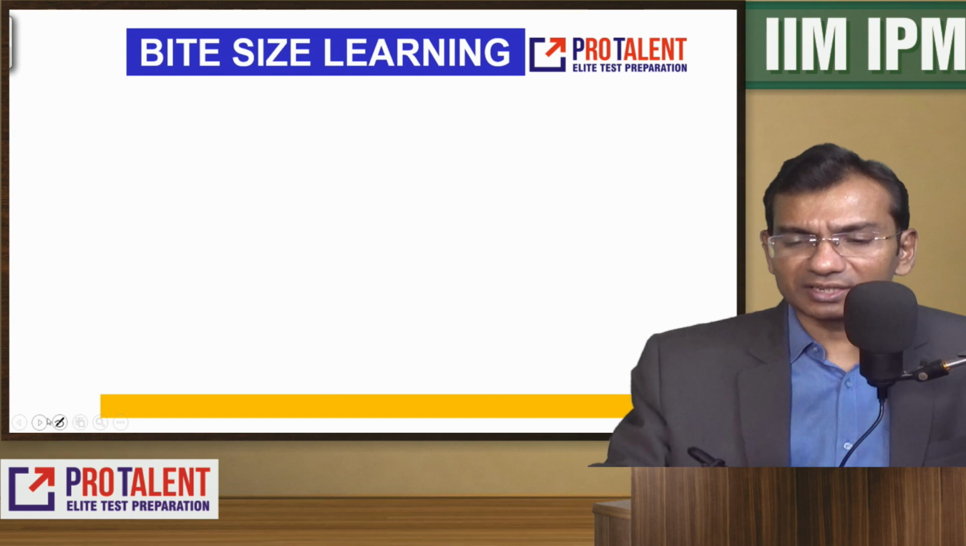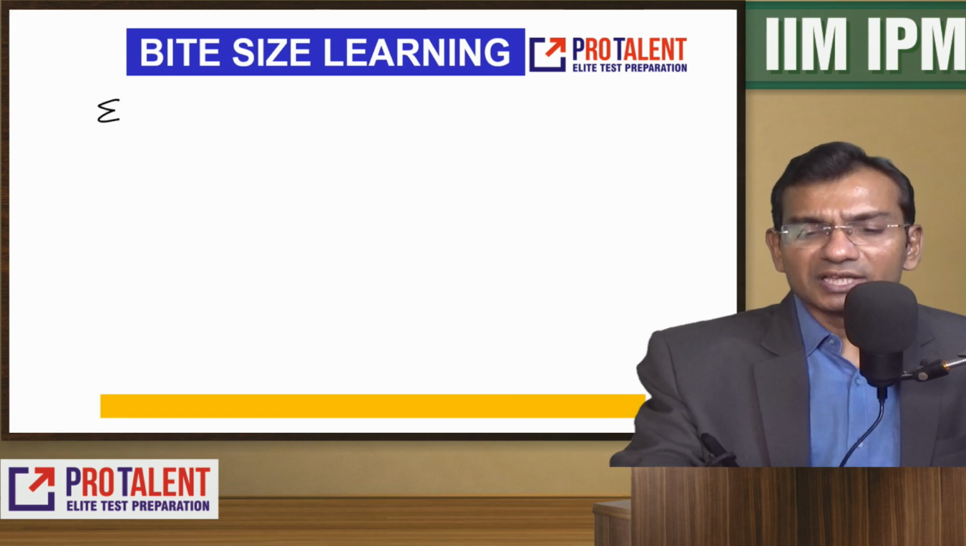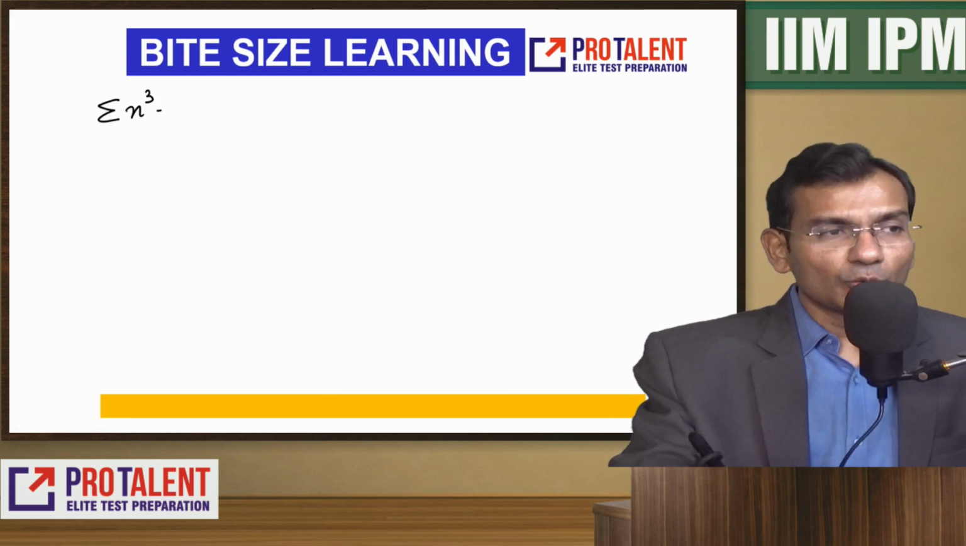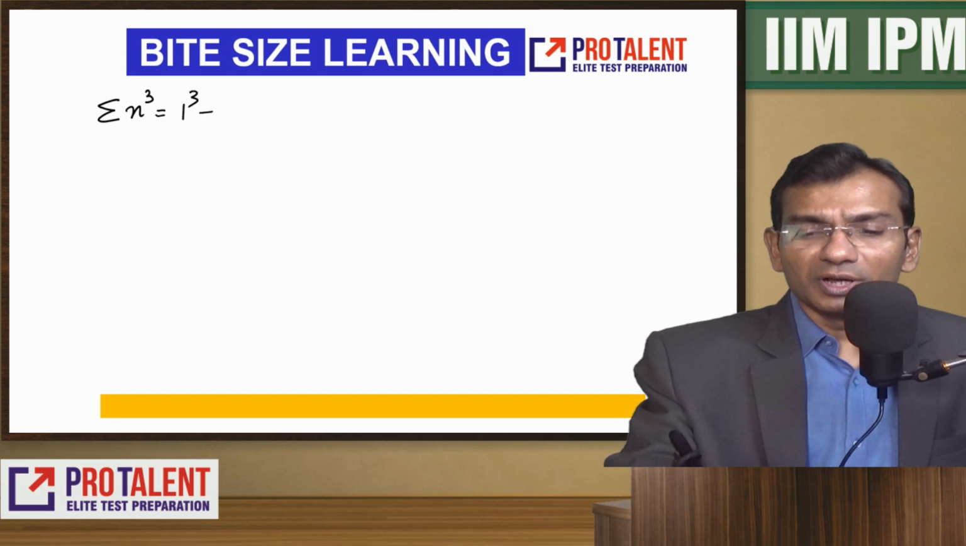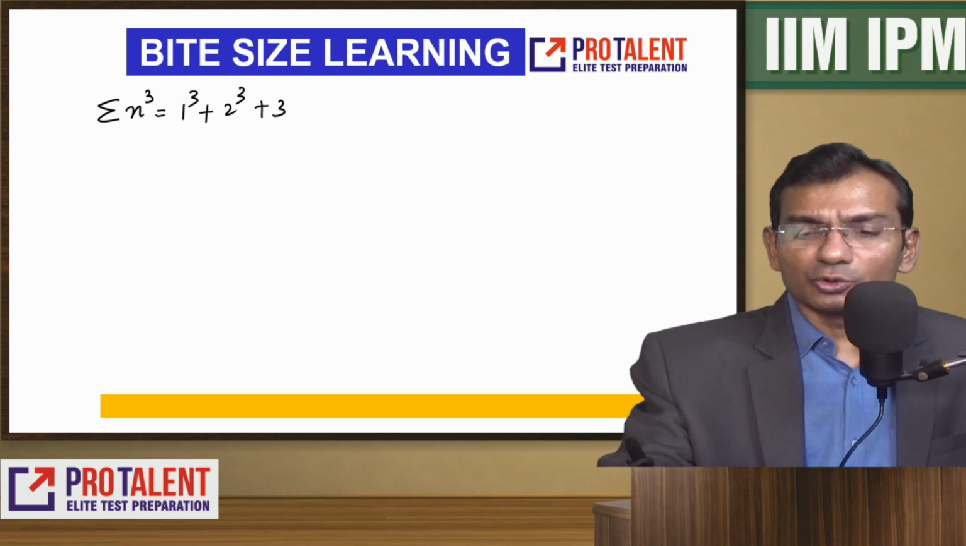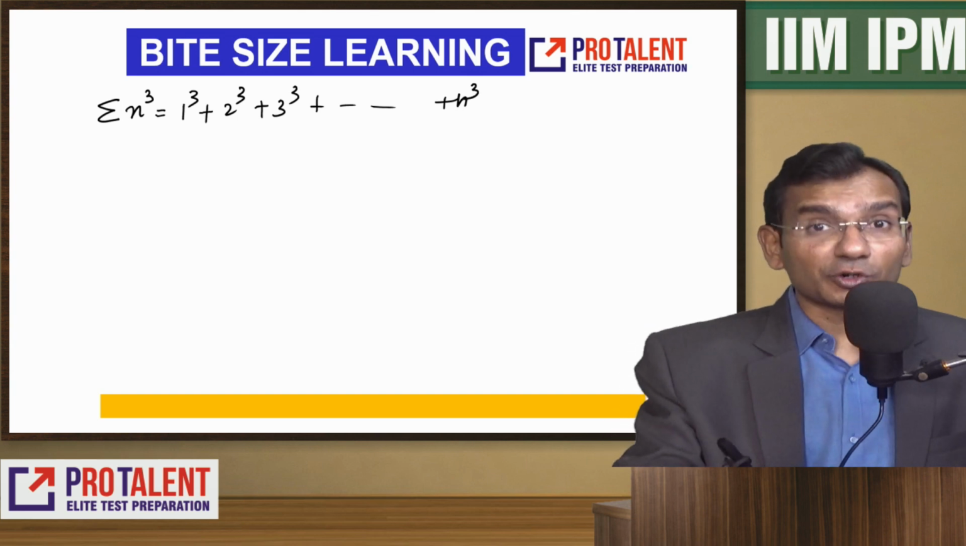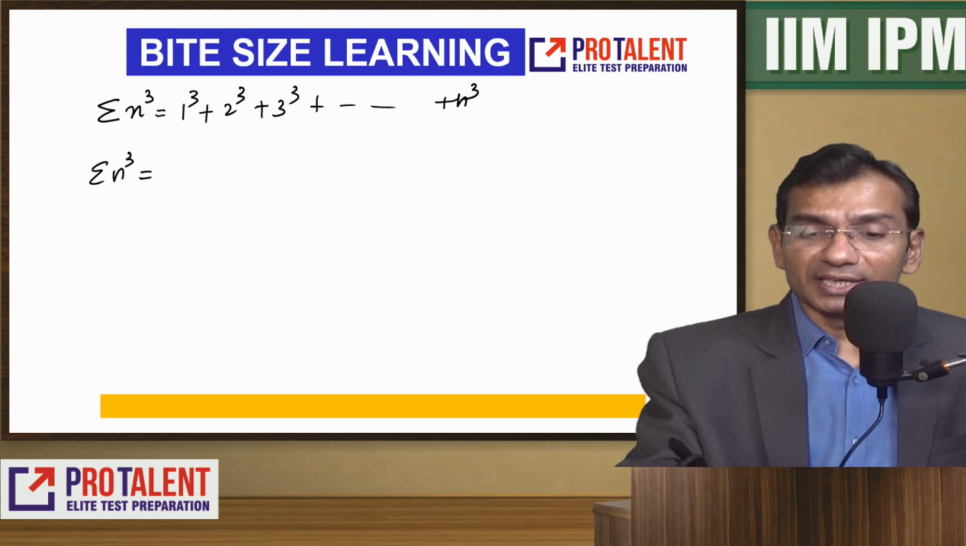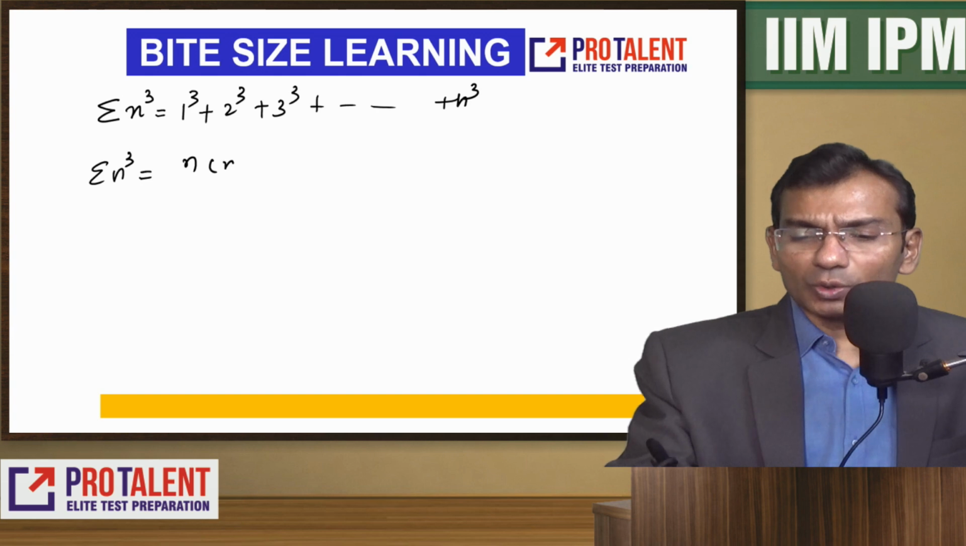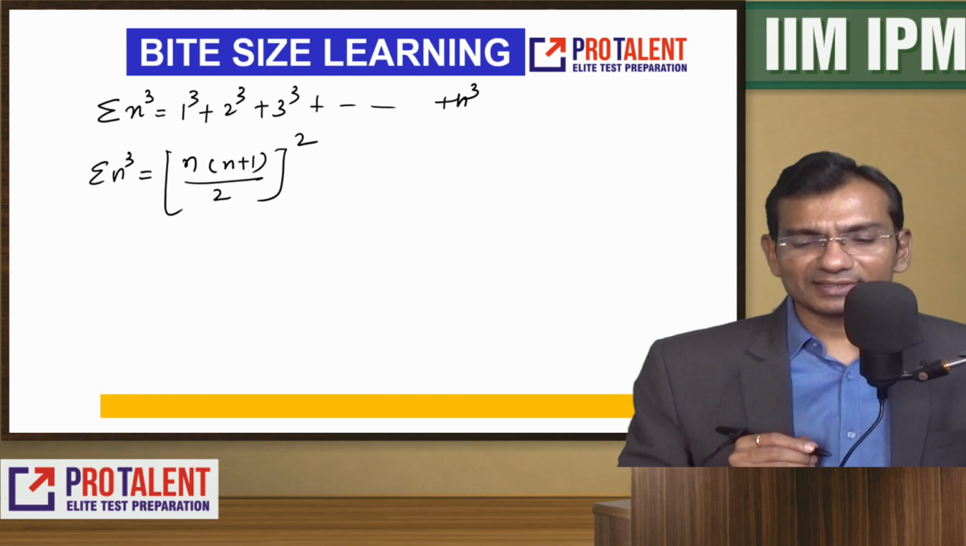Another formula which you should remember is summation n cube. What is summation n cube? 1 cube plus 2 cube plus 3 cube up to n cube. Yes or no? What is the formula for this? Summation n cube is n into n plus 1 by 2, whole square. Okay, that is the formula.